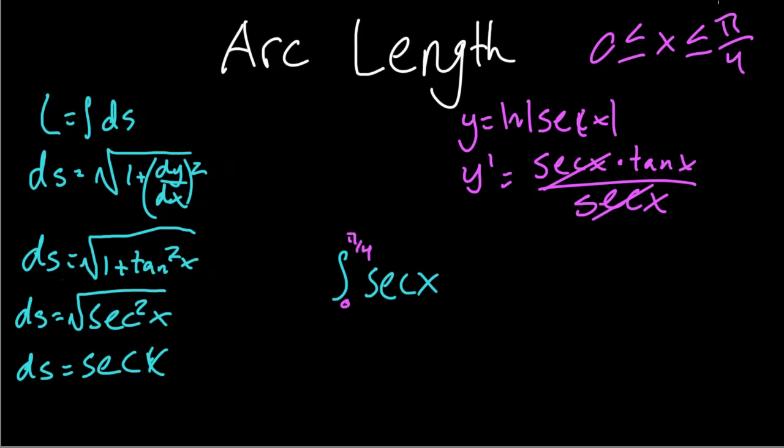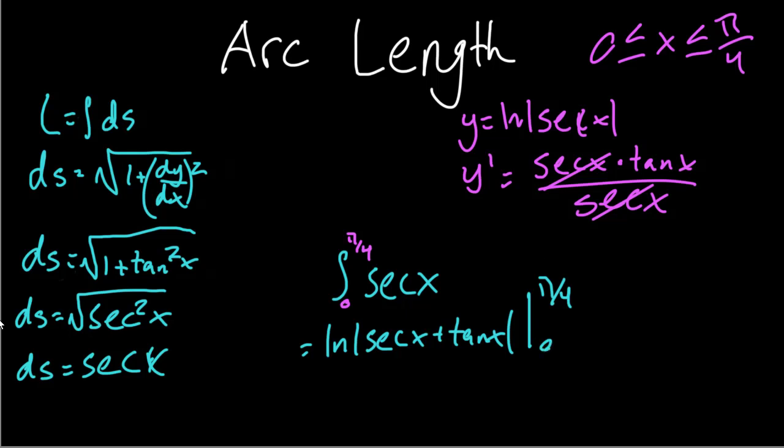Now, the integral of secant x, let me give that to you. This is going to be equal to the natural log of secant x plus tangent x. And if you don't believe me, I want you to take the derivative of this natural log right now, and you'll see you wind up back at secant x. Okay, so now we have to evaluate this at our points, pi over 4 and 0.